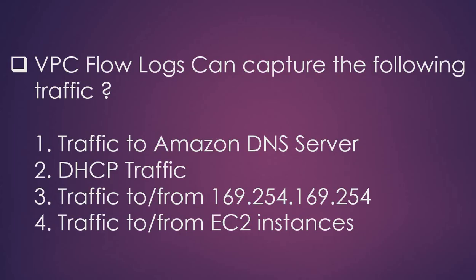because it is a global service. Then DHCP traffic, traffic to and from. I have shown you that this is metadata, so that also cannot be captured. Traffic to and from EC2 instances. Basically, EC2 instances are inside the VPC, and you have to find the root cause during any issue. If you have to find some culprit IP address, then you have to check the VPC flow log. So the correct answer is traffic to and from EC2 instances.